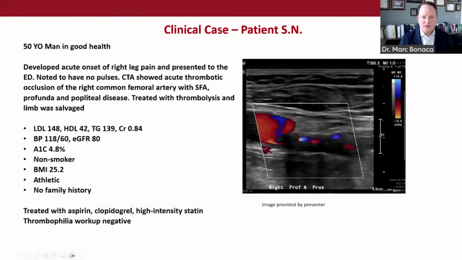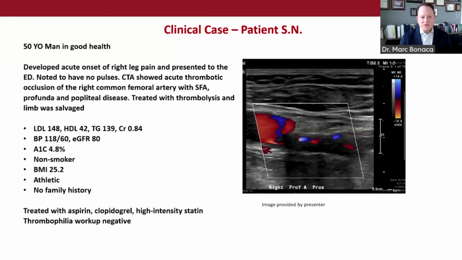I want to begin with a case. This is a patient I recently saw. Historically, he had presented a ways back. His initial presentation was quite dramatic. He had the onset of acute right leg pain, came to the emergency room. He had no pulses. CT angiogram showed the acute thrombotic occlusion of his right femoral artery. It also involved the superficial femoral artery, profunda, and popliteal. He was treated with thrombolysis, and his limb was saved.